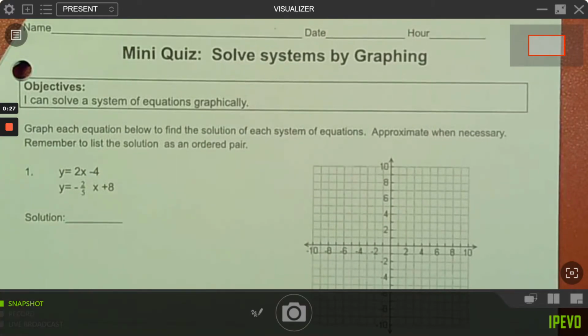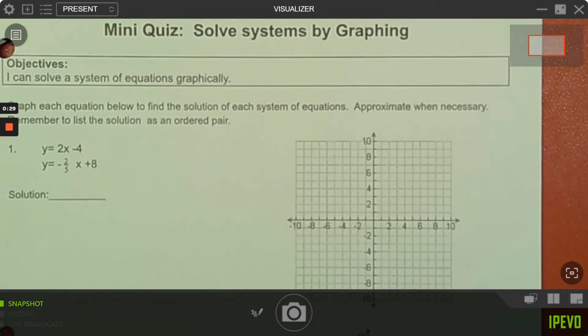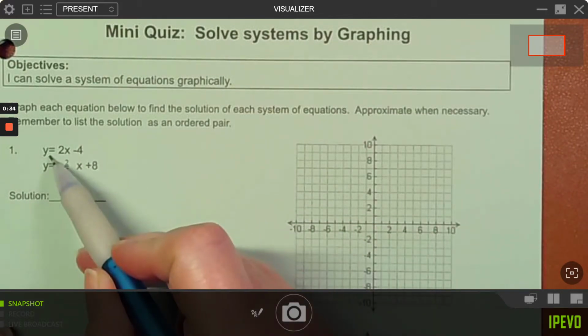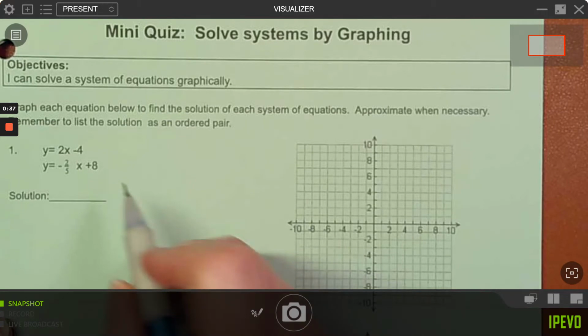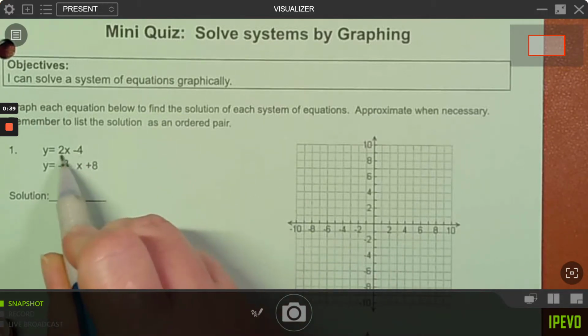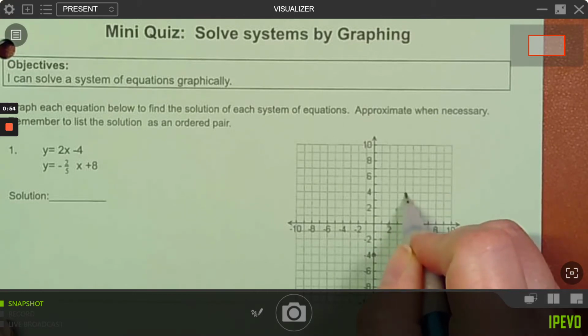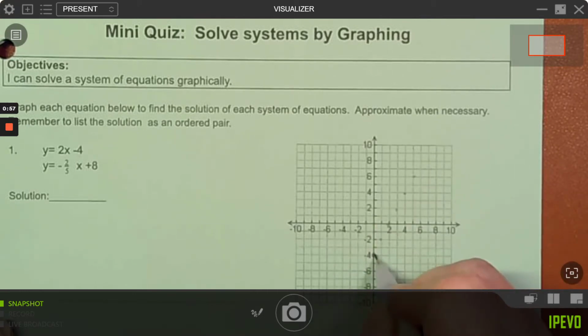So number one, these two lines are already in slope-intercept form for us, so that makes it a little bit easier for us to graph. Number one, y equals 2x minus 4. So we see we have a y-intercept at negative 4 and a slope of positive 2. So let's go ahead and plot our y-intercept at negative 4, slope of positive 2. And we'll go down 2, left 1 a few times.